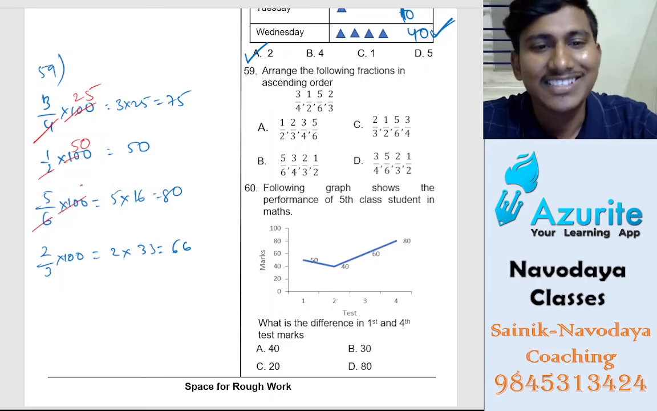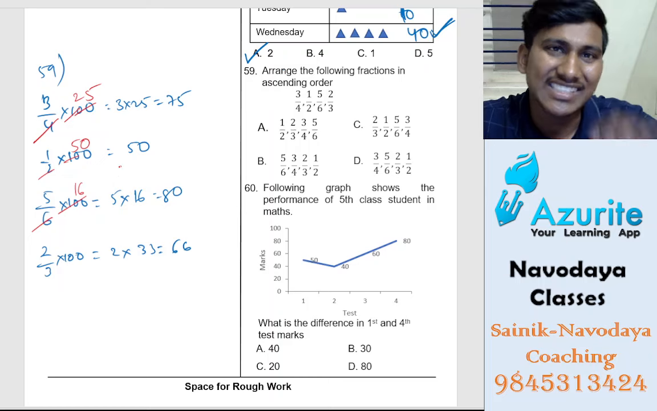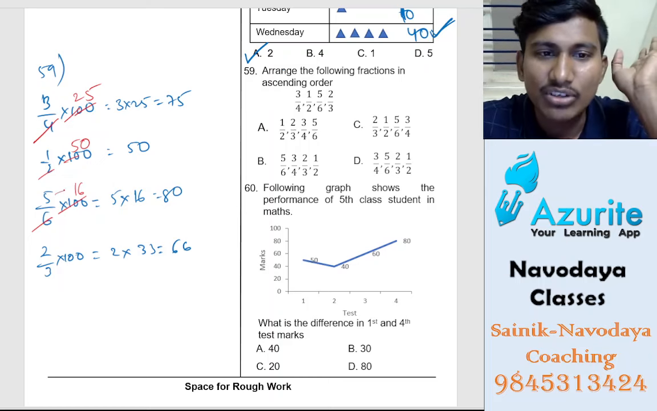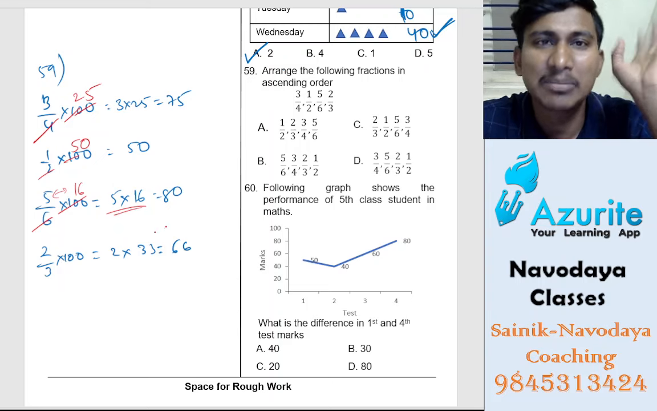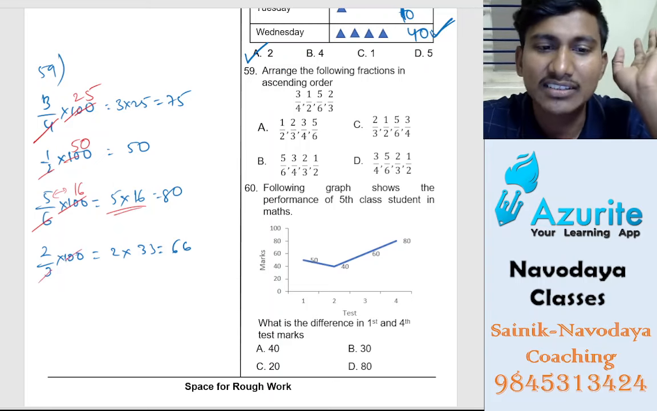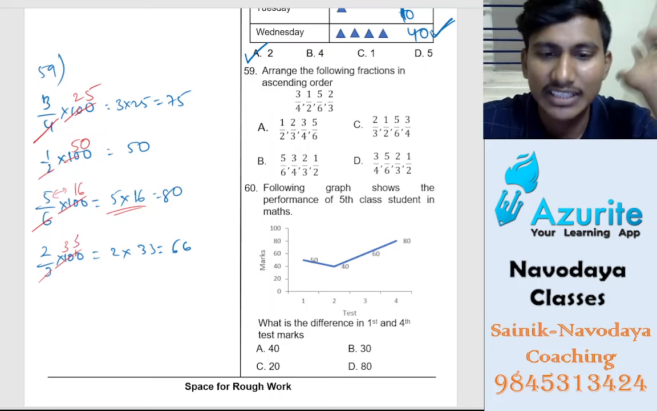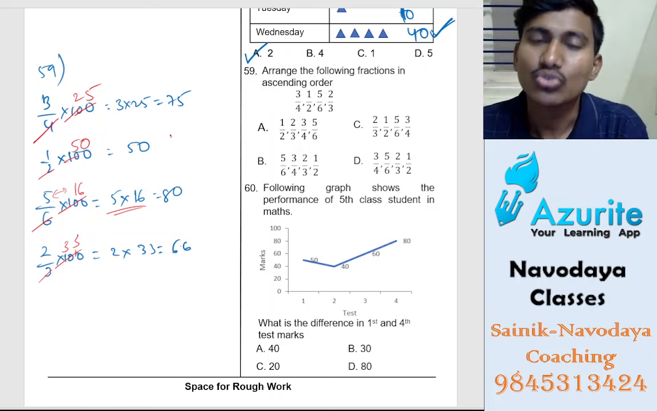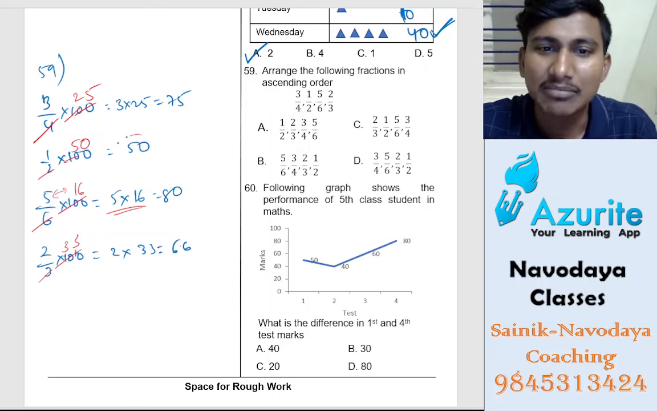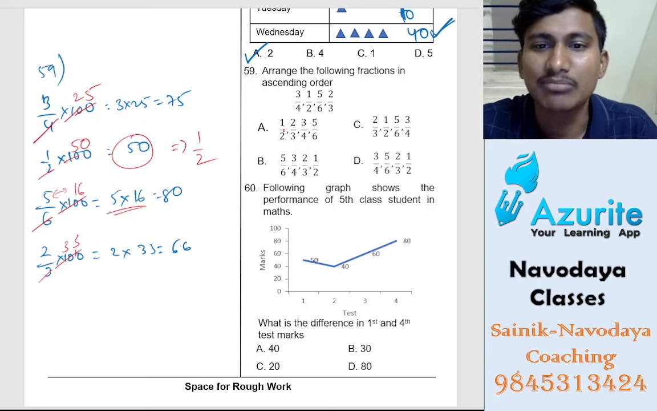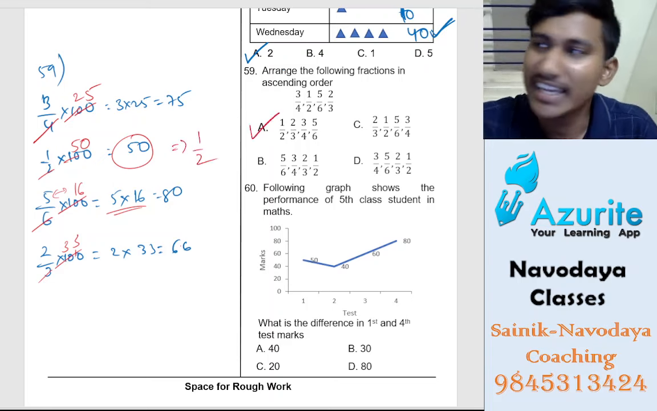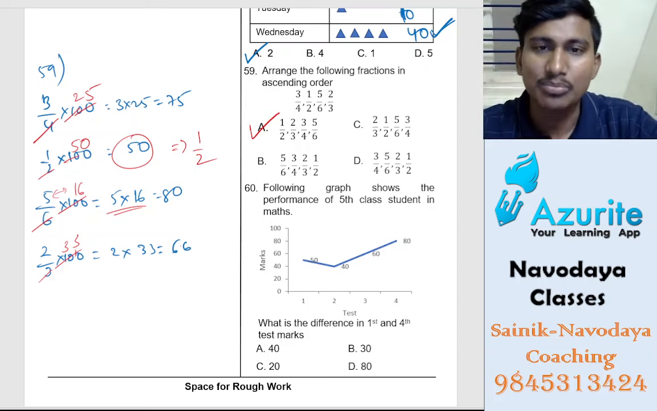For 5 by 16, 16 times 6 is 96, so nearly 6 will come. So multiply 5 and 16, it will become 80 nearly. And here 3 threes are 9, so 33 will come. So 2 into 33 will become 66. So which is the smallest? 50, so 1 by 2 comes first. Which option has 1 by 2? Option A has 1 by 2. That is why the answer is option A here.